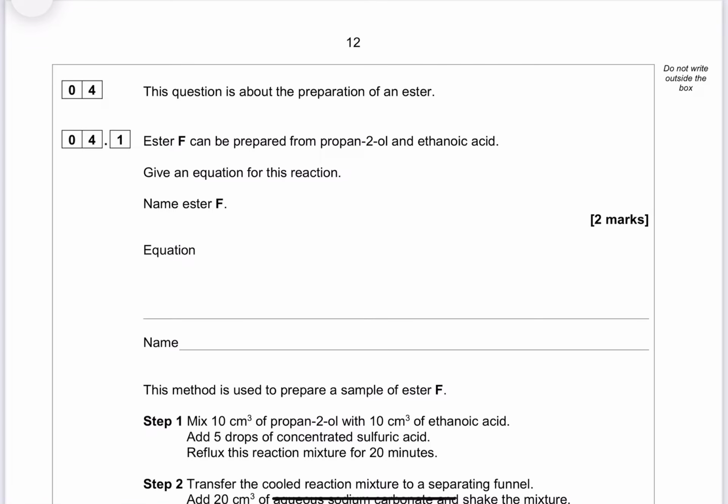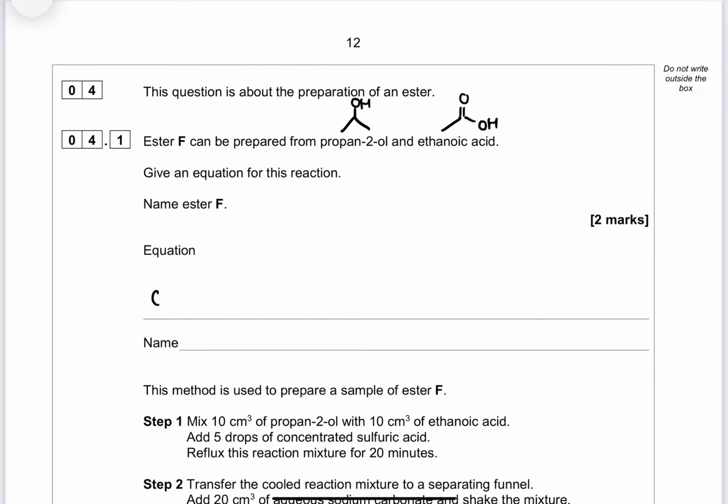This question is about the preparation of an ester. Ester F can be prepared from propan-2-ol and ethanoic acid. Give an equation for this reaction. Now, if you don't like skeletal formula, that's fine. We can try doing it in either type of formula.